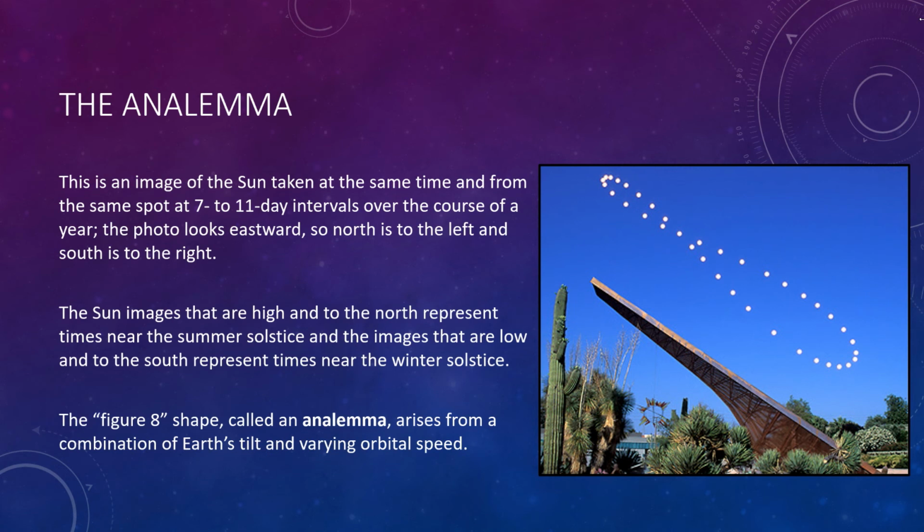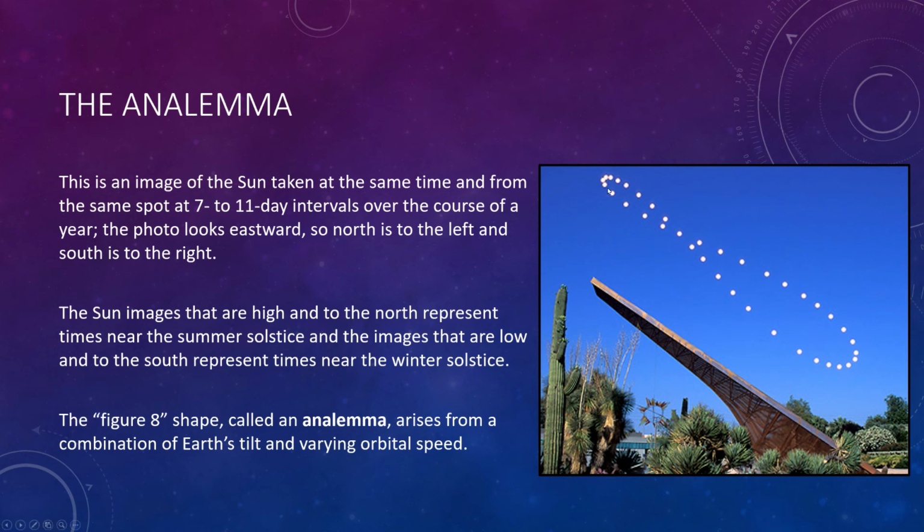The photo looks eastward, so north is to the left and south is to the right. Because this location is in the northern hemisphere, the sun images that are high and to the north represent times near the summer solstice, and the images that are low and to the south represent times near the winter solstice. This figure 8 shape that it creates is called the analemma, and it arises from a combination of Earth's axis tilt and Earth's varying speed as it orbits the sun.